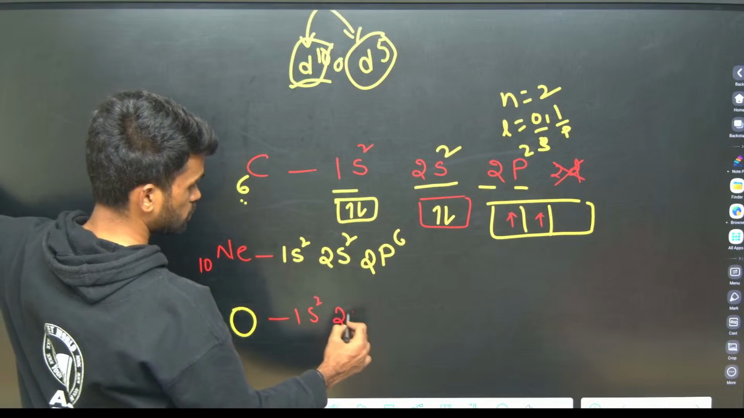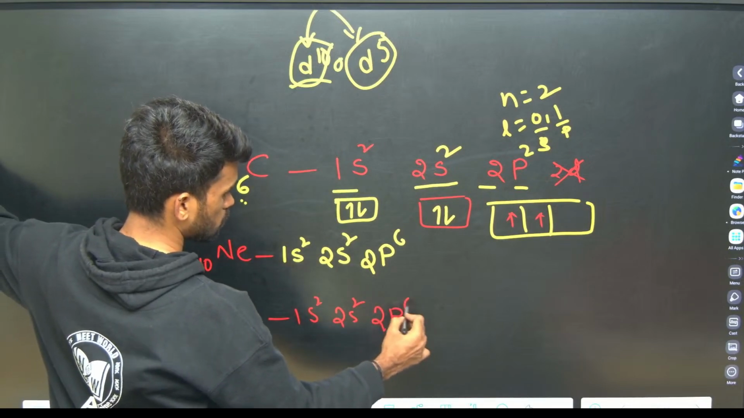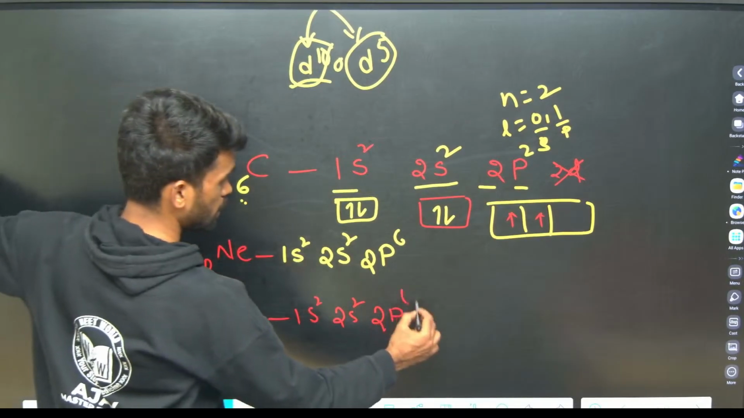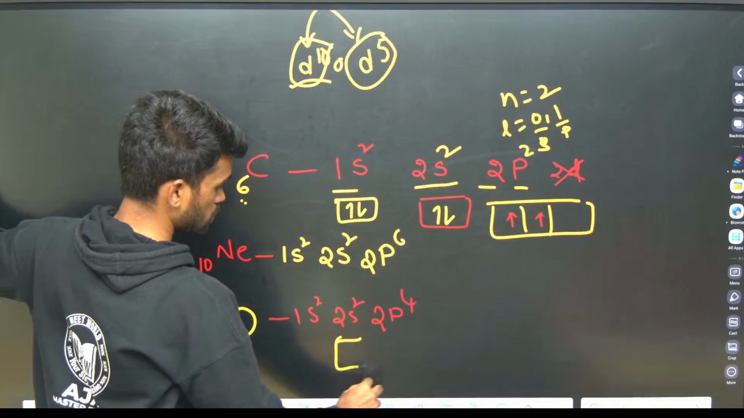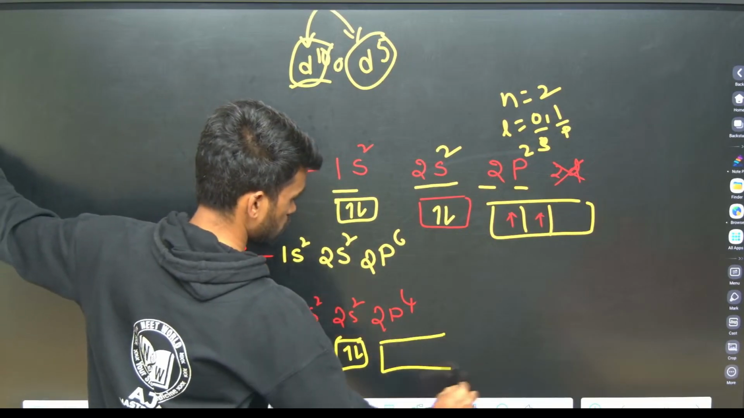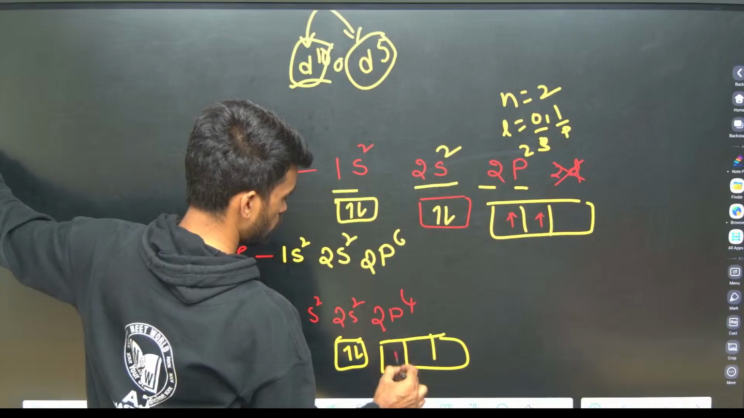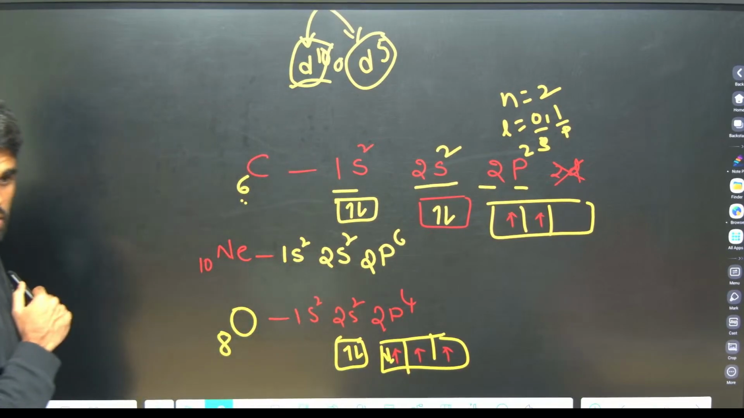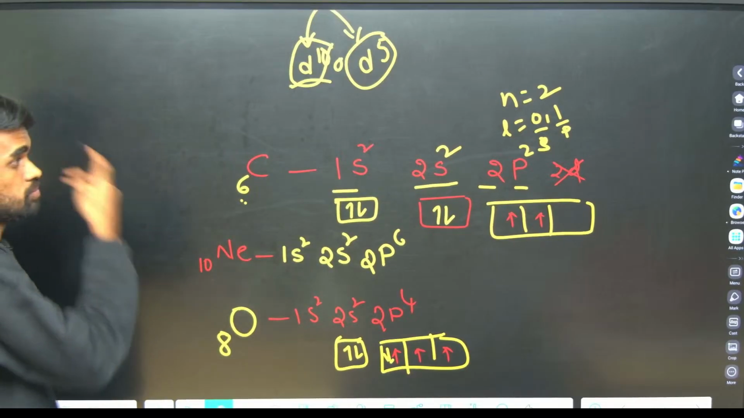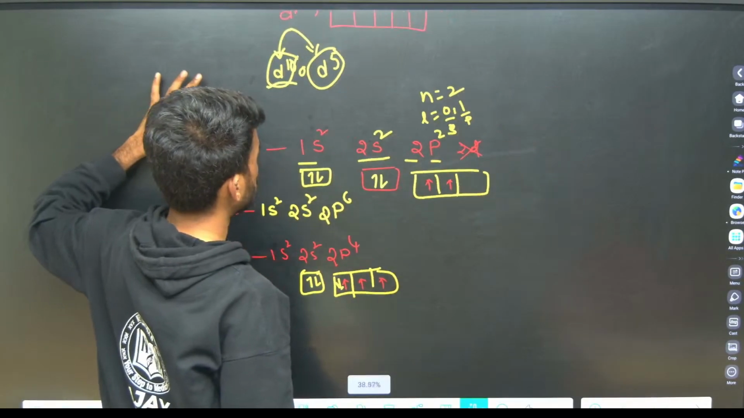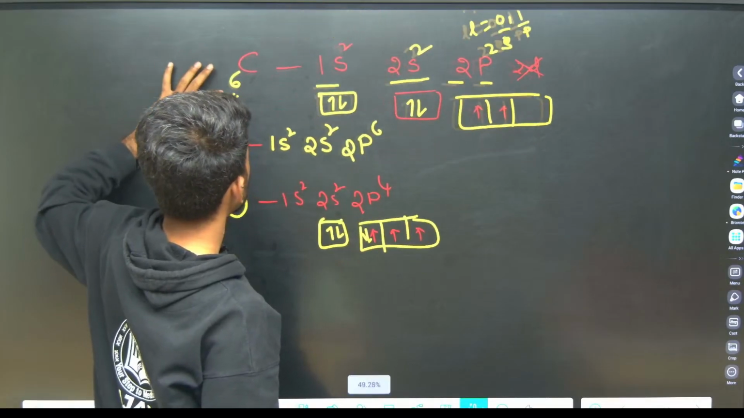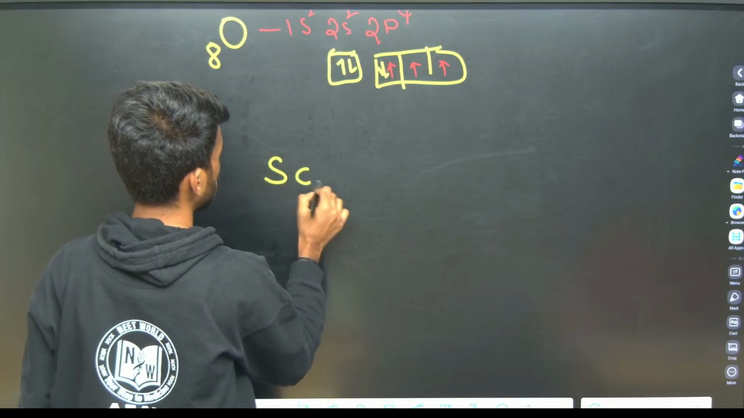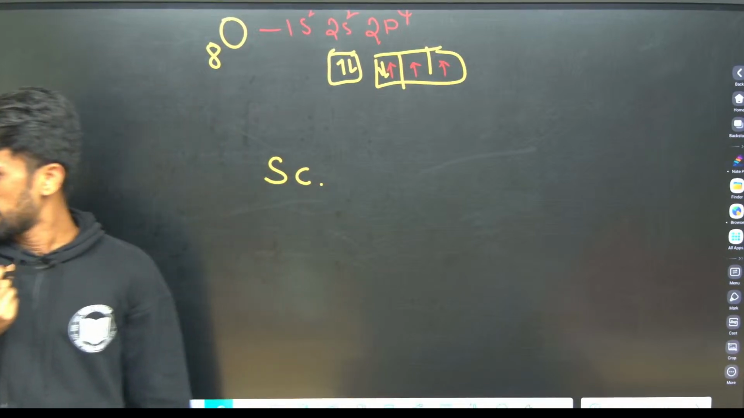1s2, 2s2, 2p4. Okay, and tell me the orbital representation. 1, 1, 1 and the last one will be paired. Is this clear? Yeah. So now look at here. This is over now. Now tell me for scandium. Scandium atomic number?